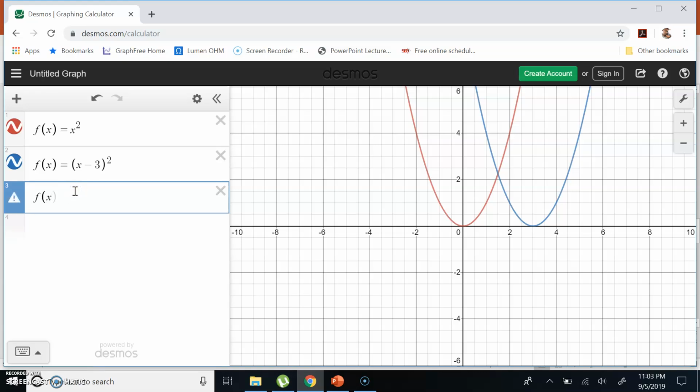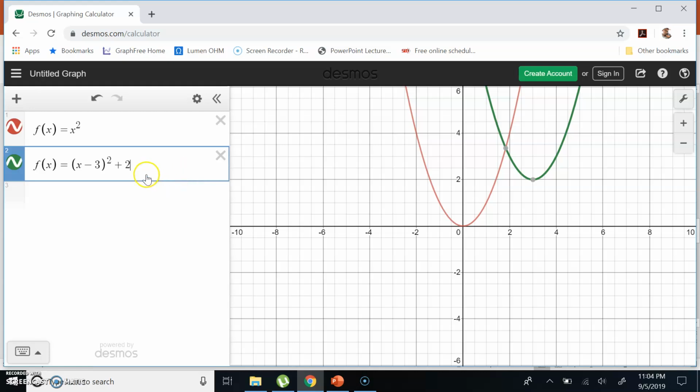If I put f of x equals (x minus 3) squared plus 2, then the red one is the original function. The (x minus 3) squared shifted it to the right 3 units. (x minus 3) squared plus 2 moved it up 2 units. Okay, so I'm going to get rid of the middle function. Our horizontal transformation was 3 units to the right, and the vertical transformation was 2 units up. So basically our vertex went from (0, 0) to (3, 2). Now let's take a look at what happens if I put a stretch.